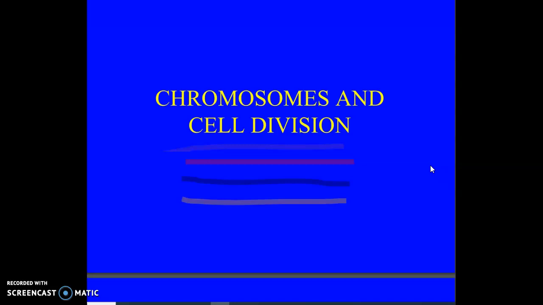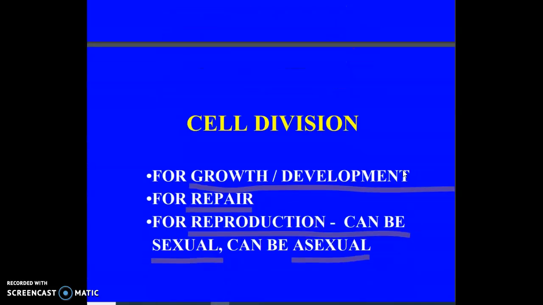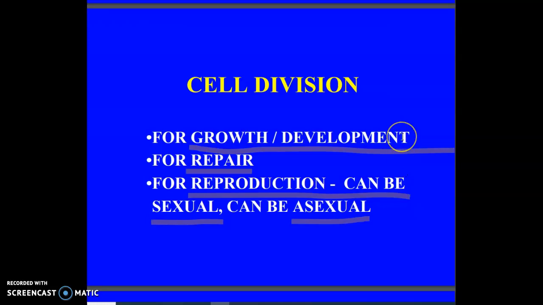And first, let's have a lesson about chromosomes. You have your organizer to fill in as we go, and you can stop the video, as I always say, to fill in what you need to fill in. So, why do we have this thing called cell division? We have three reasons: growth and development, repair, and reproduction, which can be sexual or asexual.